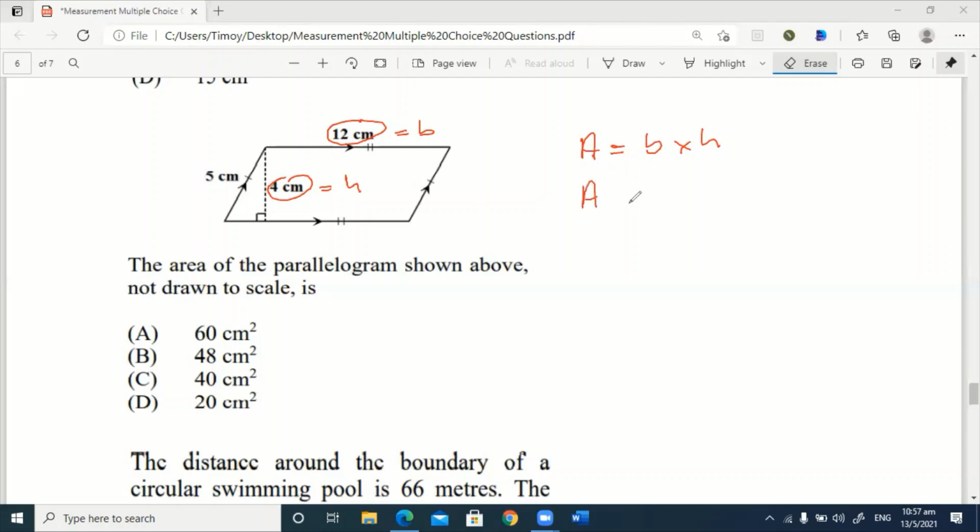So area is going to equal 12 times 4. So the area is going to equal, what is 12 times 4? That's just going to be 48. What unit are you working with here? Centimeter. So the area is going to be squared centimeter. All right. So you look for that one, and that would be B.